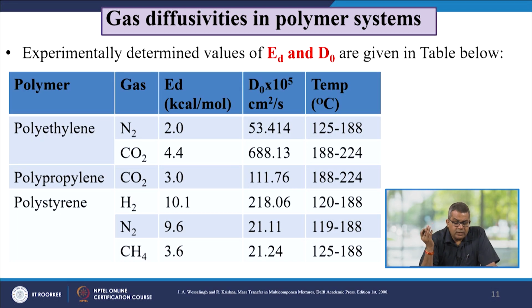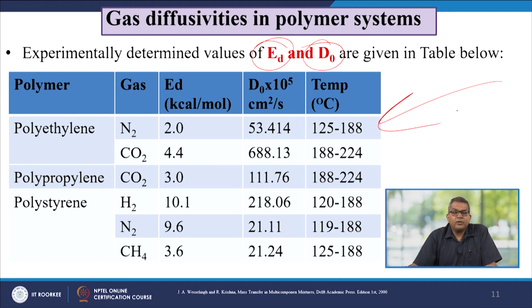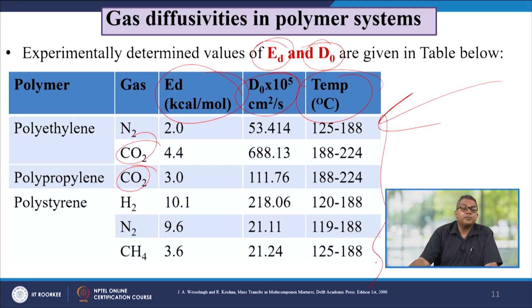If we take these things into consideration, then experimentally determined values of ED and D naught are given in this particular table for different polymer matrices like polyethylene, polypropylene, polystyrene, and we used different gases like nitrogen and carbon dioxide with respect to polypropylene, and then polystyrene with hydrogen, nitrogen, methane, all these things. So, ED in kilocalorie per mole and D naught are given at a given temperature, because temperature plays a very vital role.